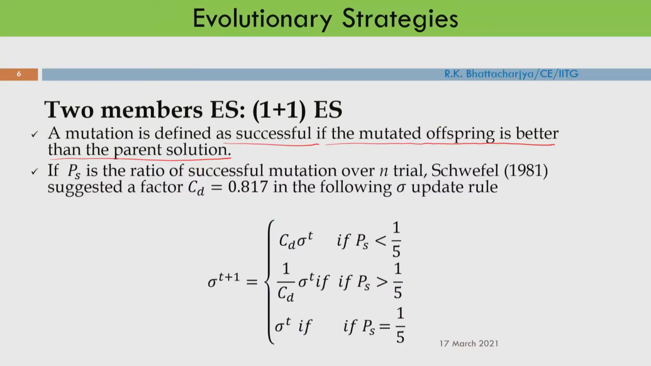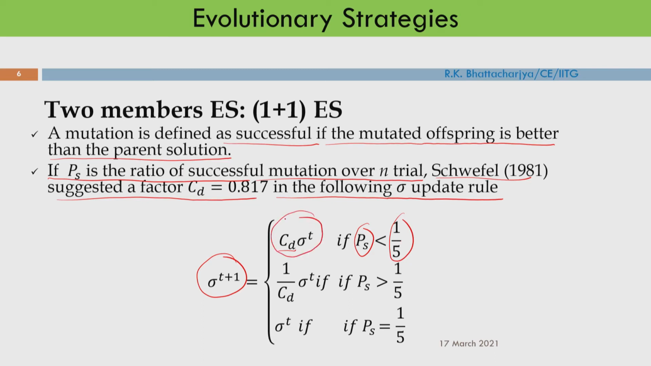Then Schwefel defined: if PS is the ratio of successful mutations over n trials, then Schwefel suggested a factor cd, which is 0.817, in the following sigma update rule. That means how you update sigma in the next generation. If PS, the ratio between successful mutations to all mutations, is less than 1/5, then you use cd times sigma t. That means you are not successful, the ratio is less than 1/5, so you are decreasing the mutation.